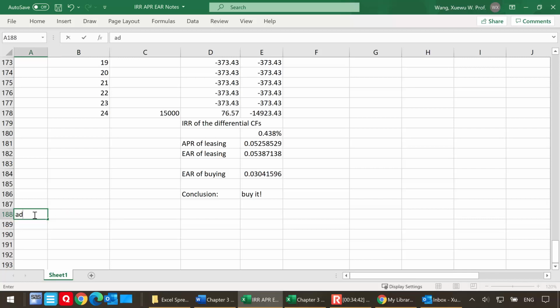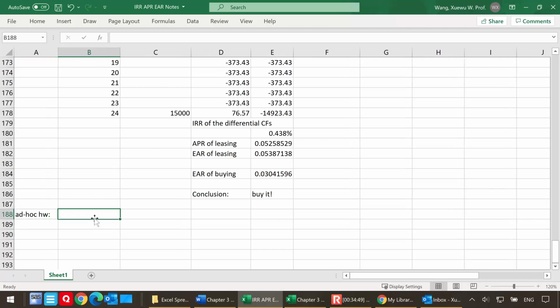I want to give you an ad hoc problem here, homework here. You know that in this example, if the car is worth $15,000 if you keep it for 2 years, you can sell it for 15,000. This makes the buying option very attractive because you spend only 22,905, and you can get back $15,000 in 2 years. That's a lot of money. That's why the buying option is so cheap. It's cheaper than leasing.